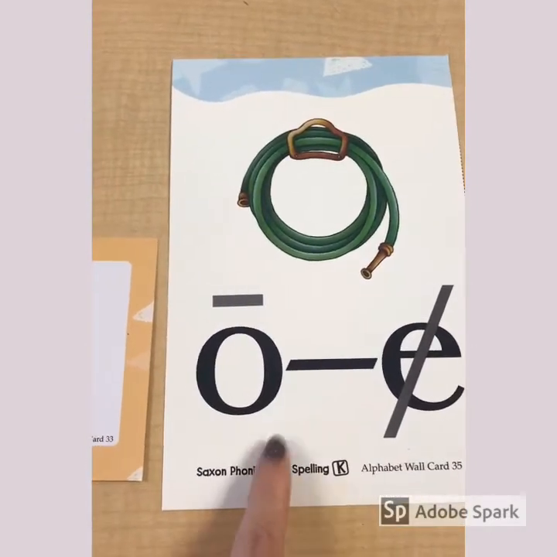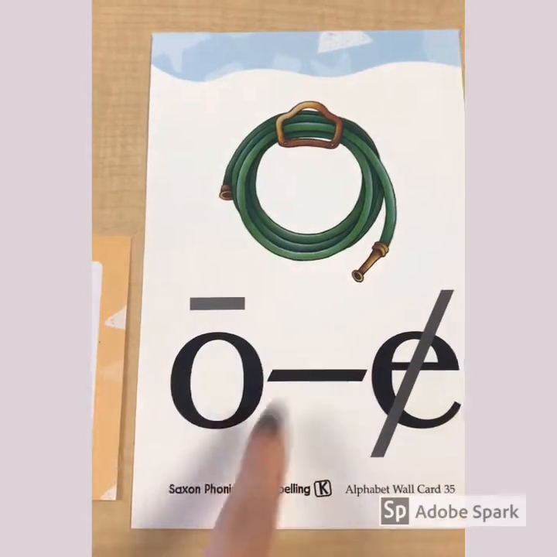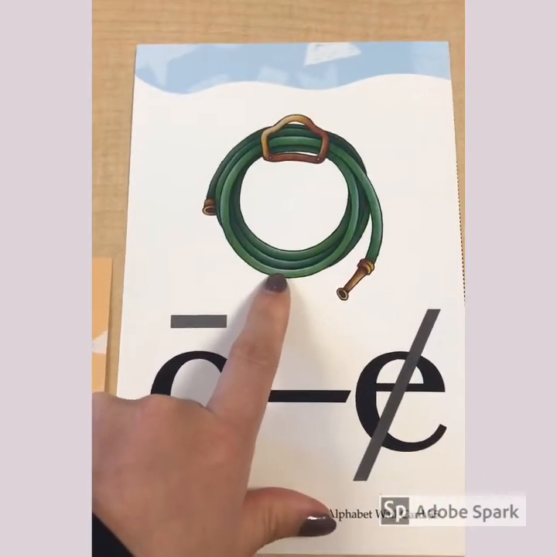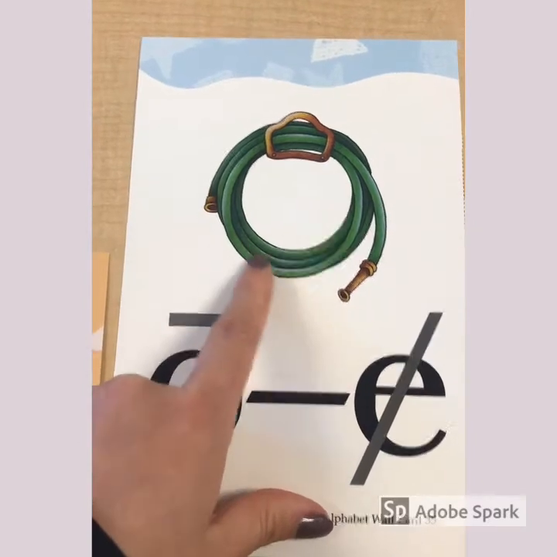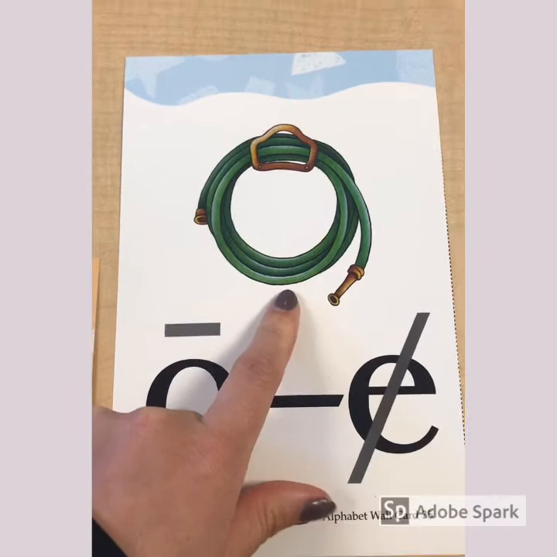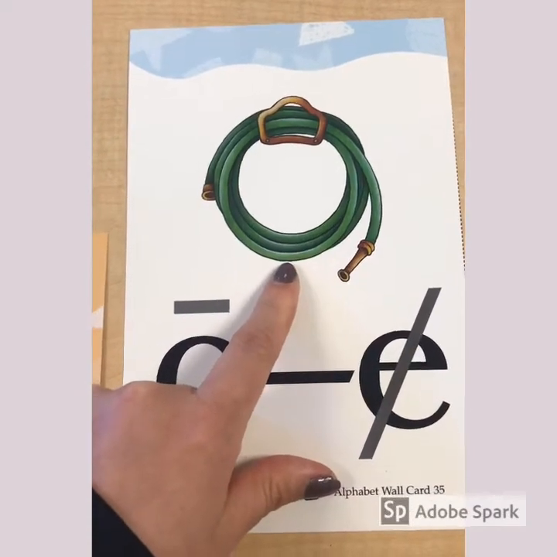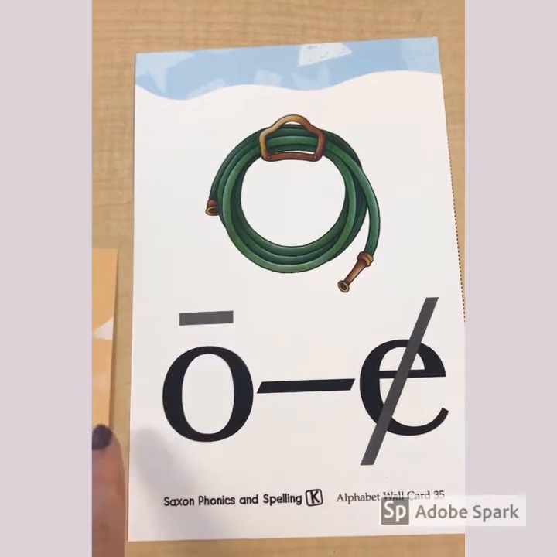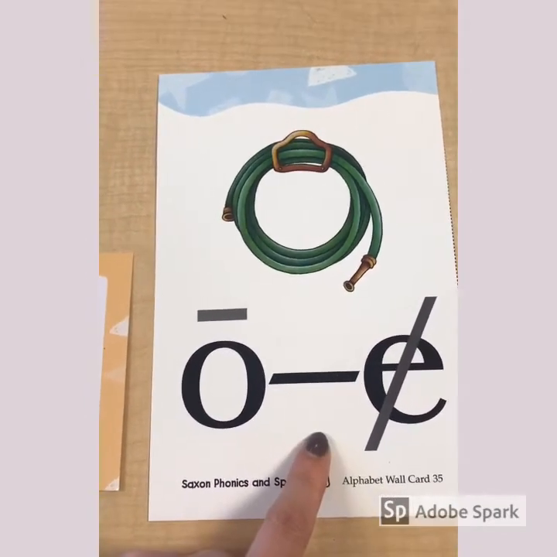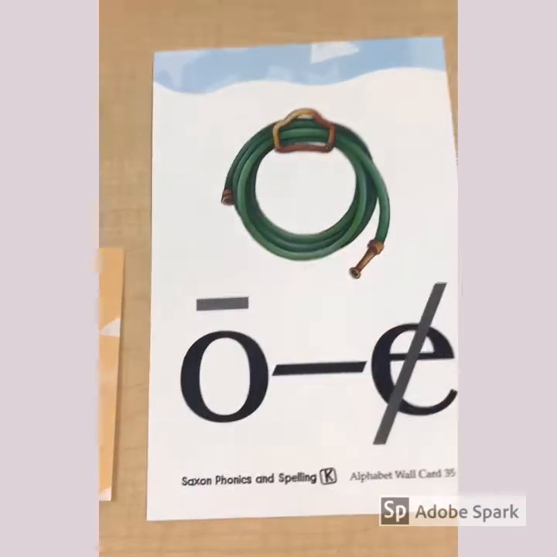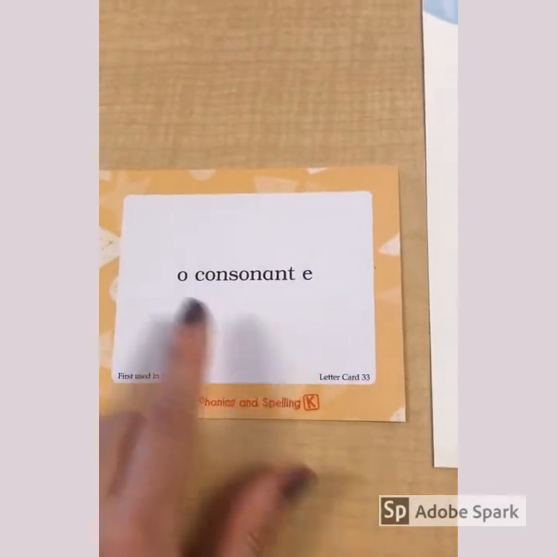So we're going to use this picture to help us remember O consonant E. Do you know what this is a picture of? Water comes out of it. You might have this in your yard or in your backyard, or you might have seen it on a fire truck. This is a hose, so hose. O consonant E, we remember it by hose. Okay, we get a new letter card too. O consonant E.